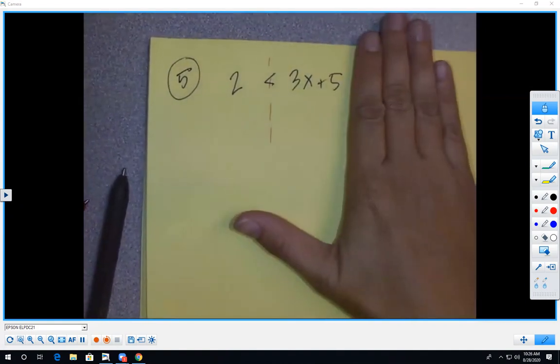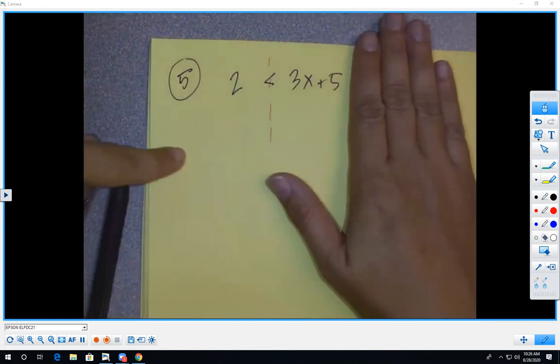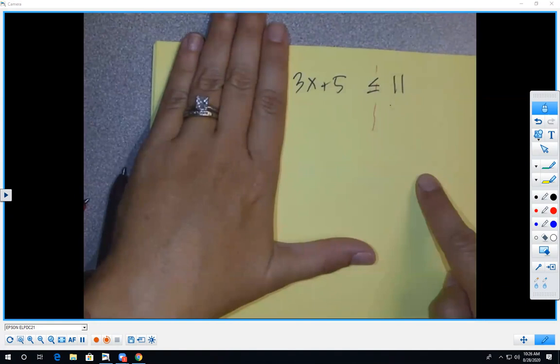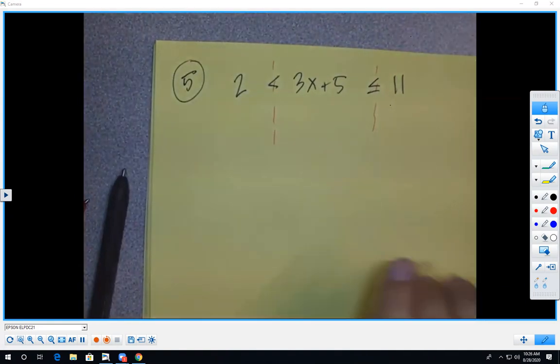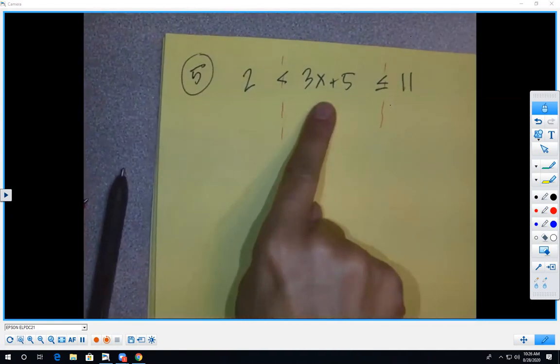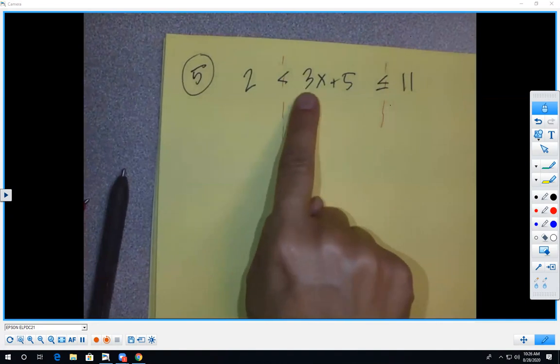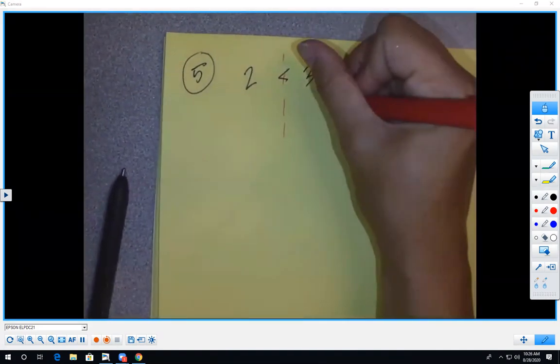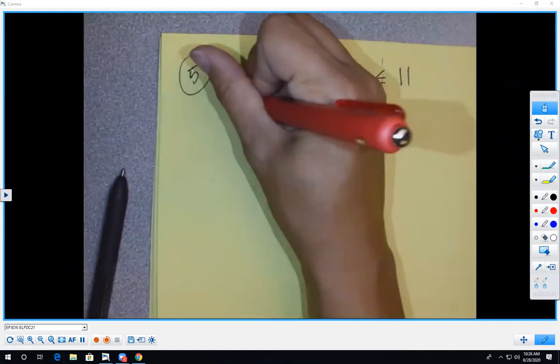Here's one problem. You could rewrite that over here and work that out. There's the other problem. Rewrite it over here and work it out. However you want to do it, it's up to you. I'm going to do it all together. So if I'm solving for x, I need to divide by 3 and I need to subtract 5. Which one do I do first? Subtract 5. I have to do that to all 3 sides.